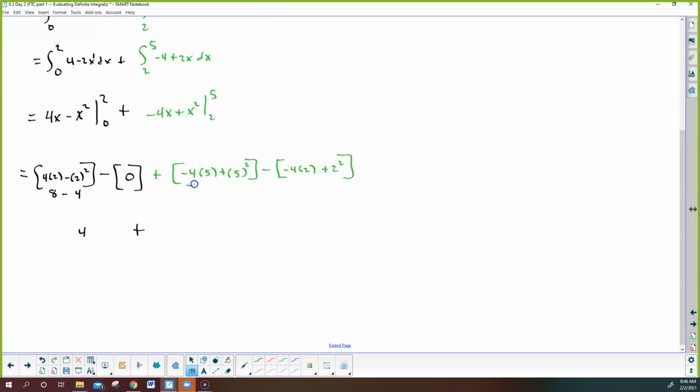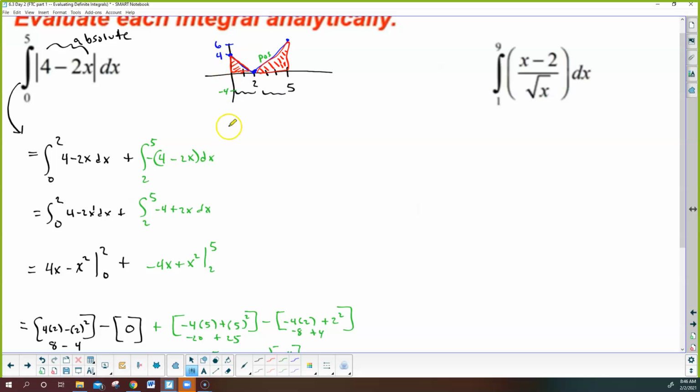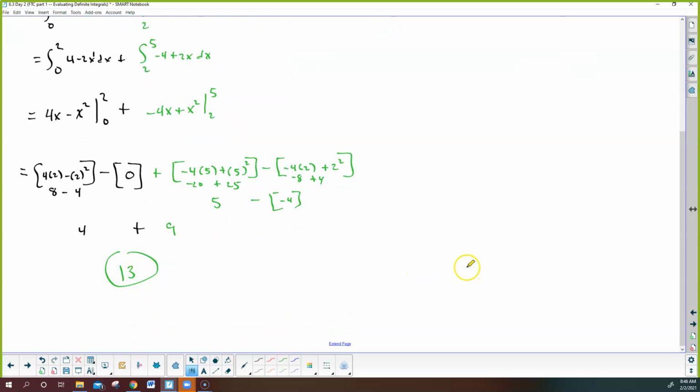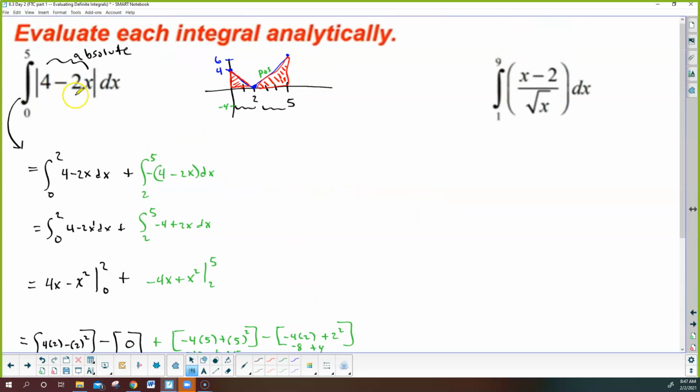And then we can just quickly simplify. That's going to give me a total of positive 5 here, minus, this will be negative 8 plus 4, so that's minus 4. Those are going to turn into addition and give me 9. And I know the total area under the curve of the original problem was 13. Okay? So just be careful. These problems occur every once in a while. I've seen them on like 1 or 2 AP tests, and that's it.